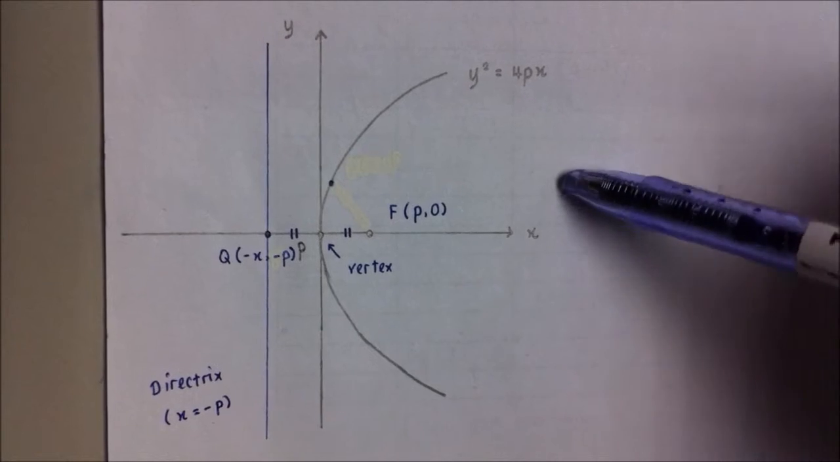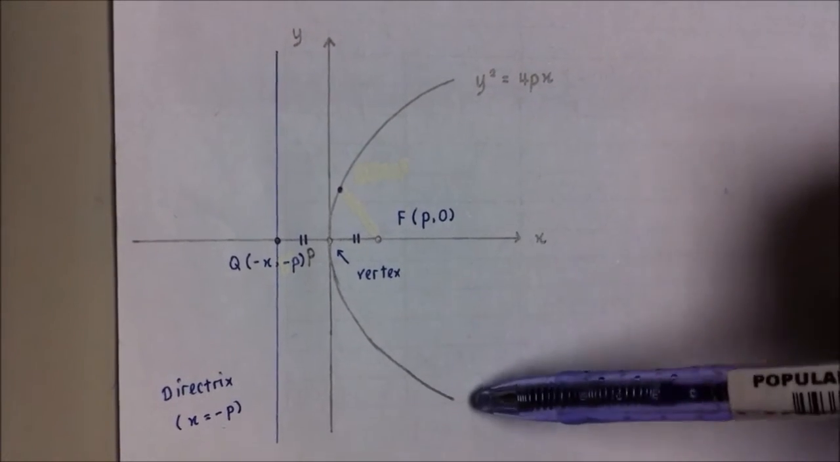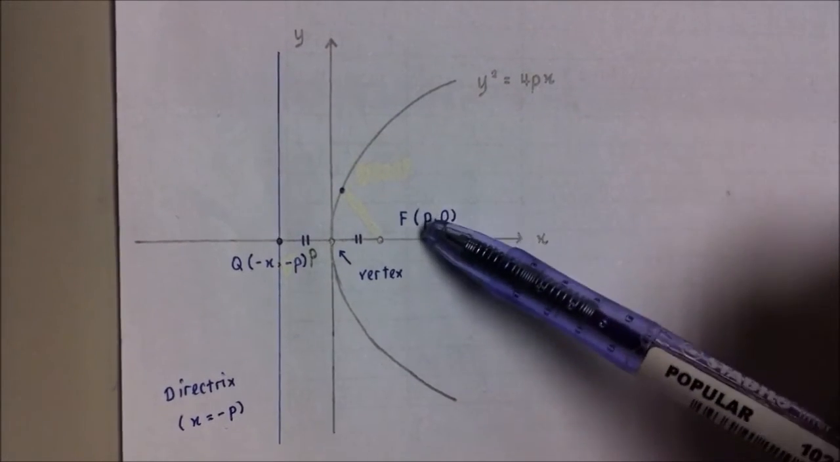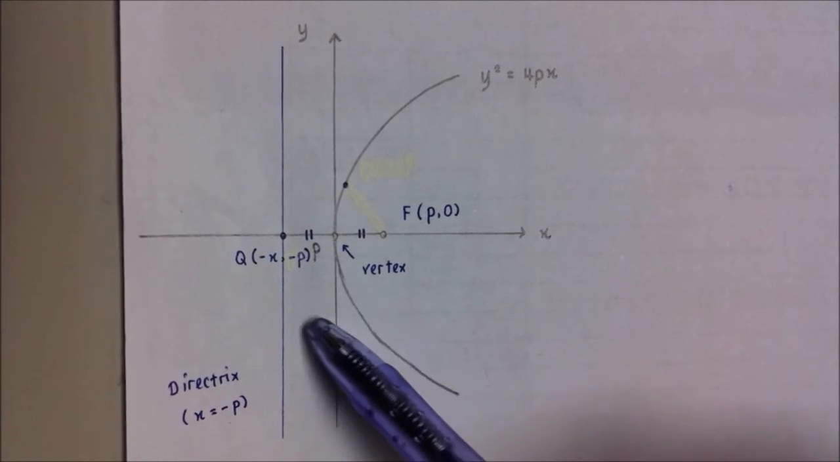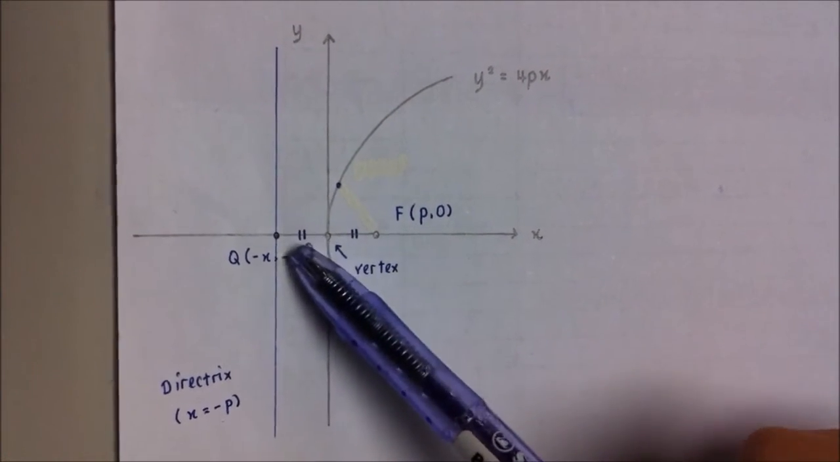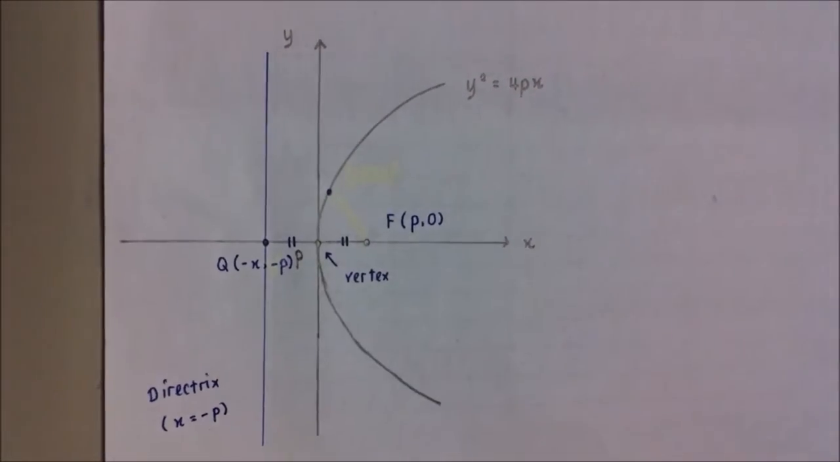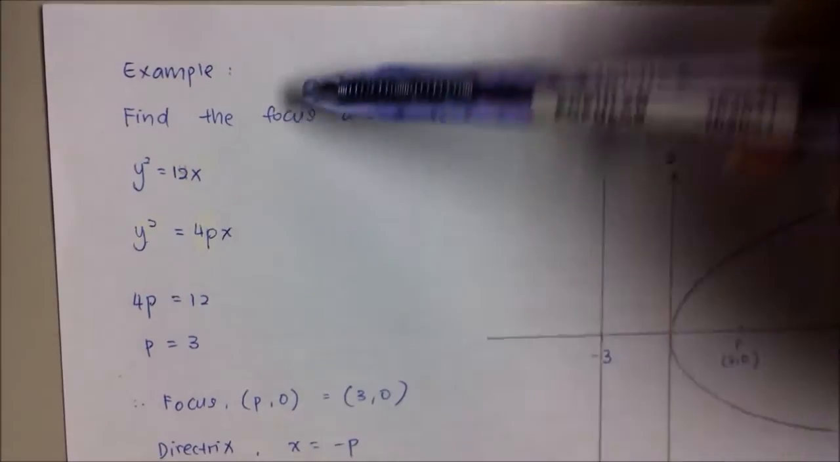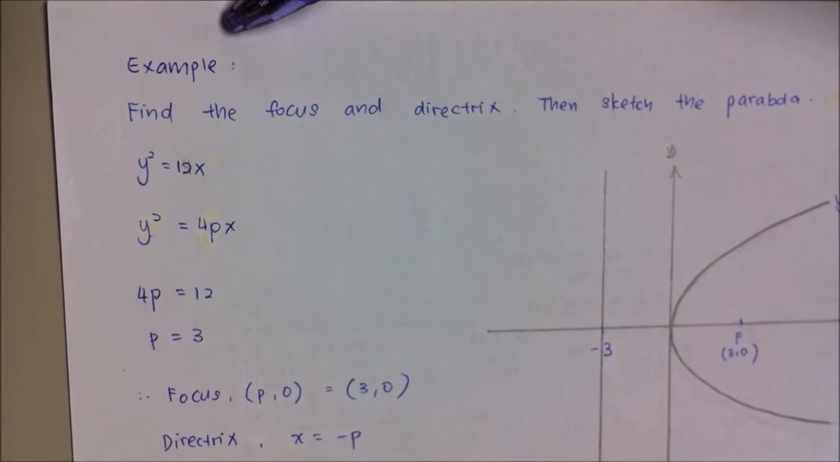The directrix has the same length as the focus to the point that cuts on the graph. And it is the same for the graph that lies on the y-axis. After finding the focus, the directrix will be directly opposite of the focus and they will have the same distance. So now we move on to the example for parabola.